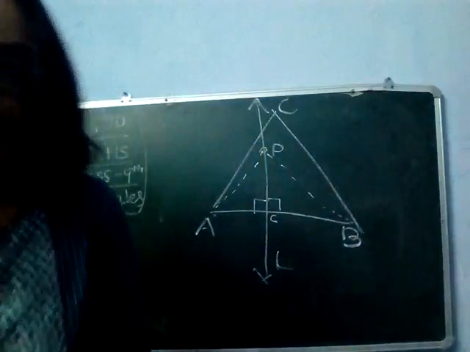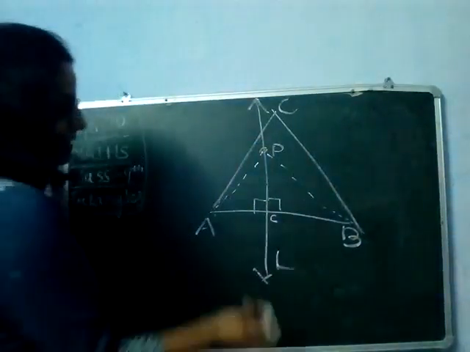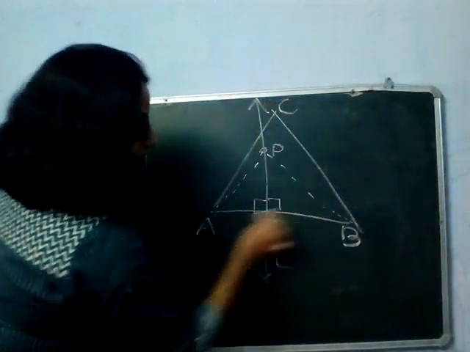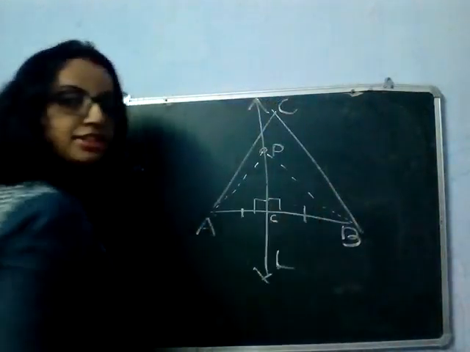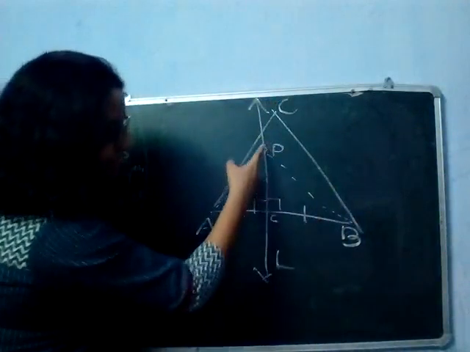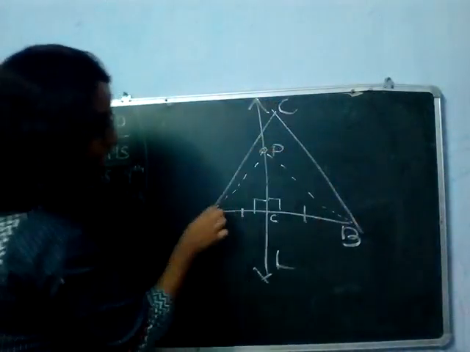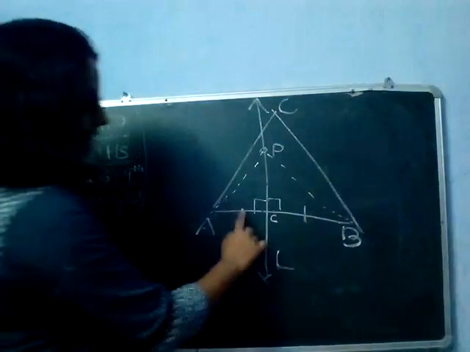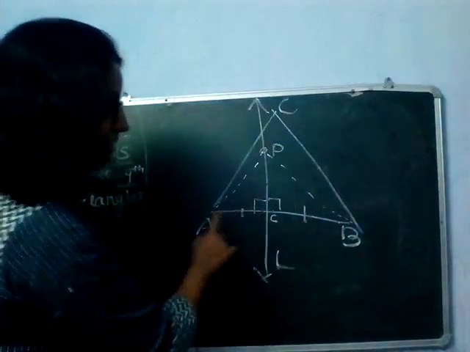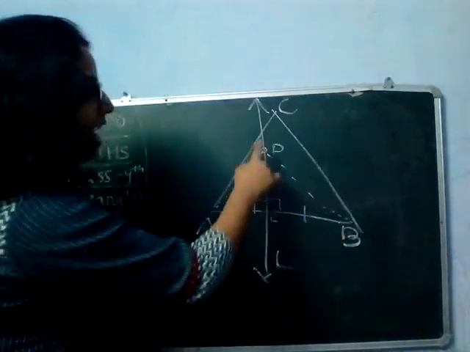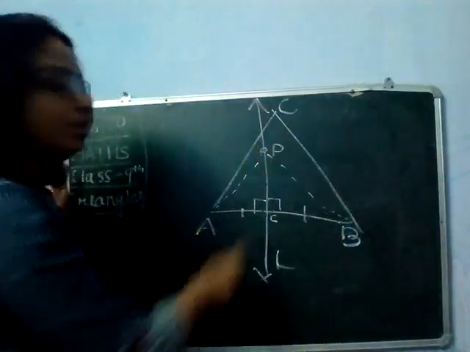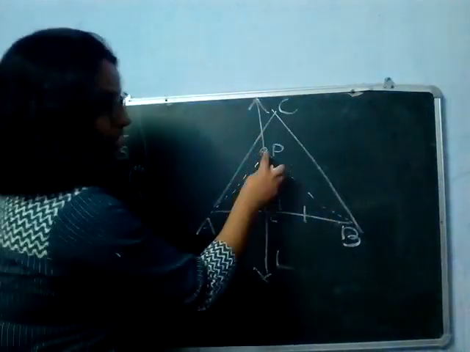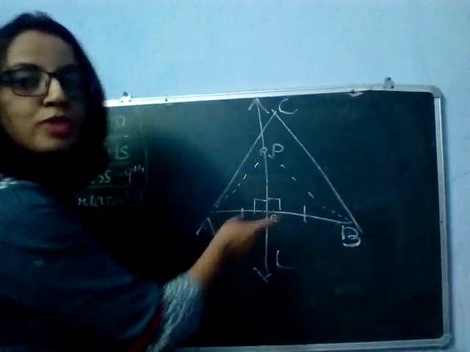So let's start solving it. Here it is given that this line bisects these two points, so this equals this. Now see in the triangles APC and PBC: AC equals CB, angle PCA equals angle PCB as it is 90 degrees, and also side PC is common in the two triangles.